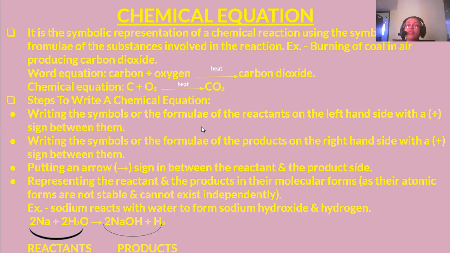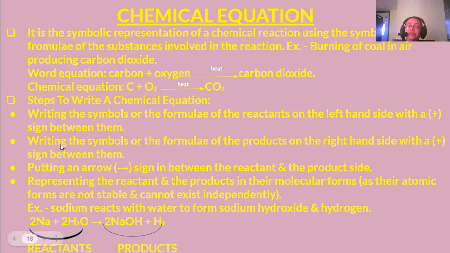Now, steps to write a chemical reaction. What are the steps we should follow before writing a chemical reaction? First, we write the symbols, so the formula of the reactants on the left-hand side, and we put a plus sign between them. From the left-hand side, we write the reactants' formulas or symbols, and also write a plus sign between the reactants.